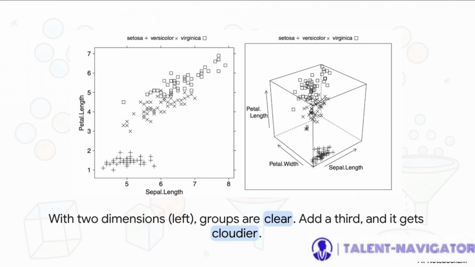On the left, with just 2 dimensions, it's super easy to see 3 distinct groups of flowers. The pattern is just obvious. But look at the right. We add just 1 more dimension and the whole picture gets a lot cloudier. The groups start to mush together and that beautiful, clean separation just starts to vanish.